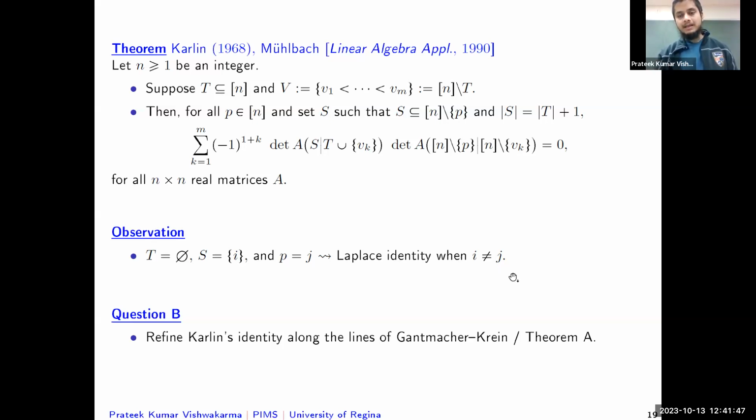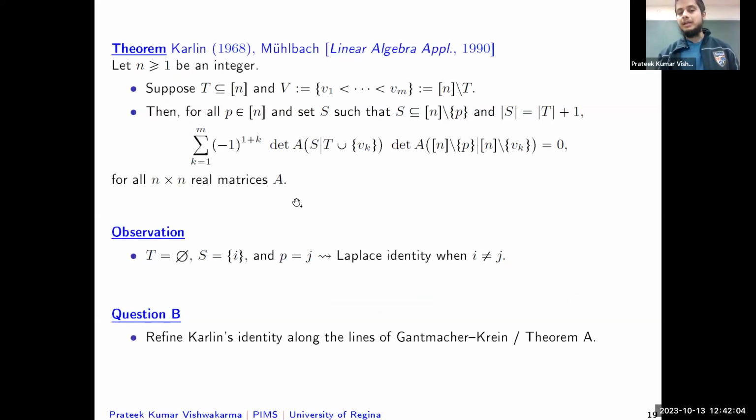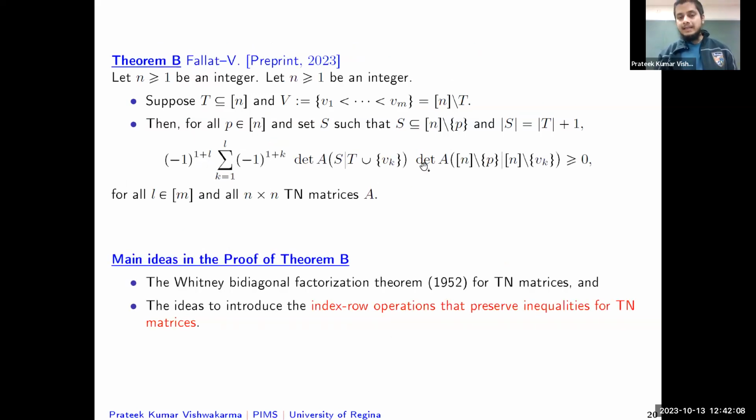And because we have been able to define this version of Laplace identity, it is a natural question whether we can do the same for Karlin's identity. And we were able to work out that instead of taking the complete summation, which is 0 for all real matrices, if we take any partial sum of any given length L, then depending on the length of that partial sum, the inequality that we get is either negative or positive for all totally non-negative matrices for all row and column indices satisfying Karlin's identity. Now, the proof of this theorem involves a slightly unique way of applying Whitney's bidiagonal factorization theorem, which we saw earlier. And this unique way of looking at the proof sort of led us to the introduction of these index row operations, which we will see in a moment.